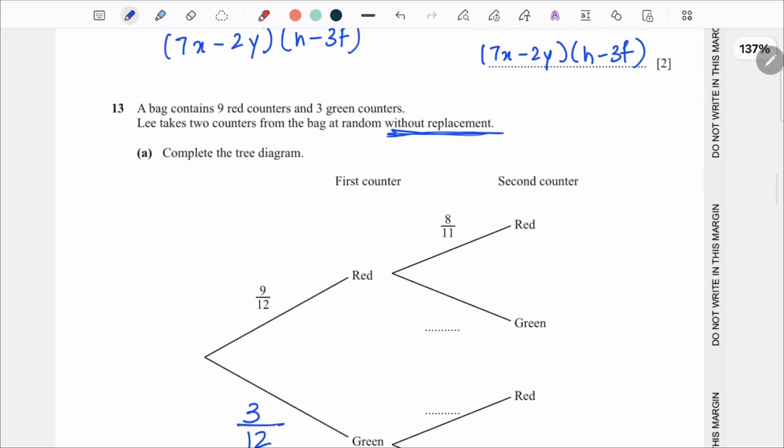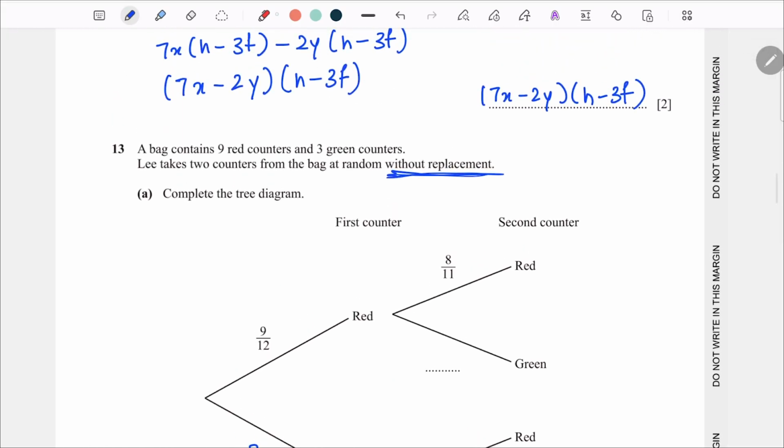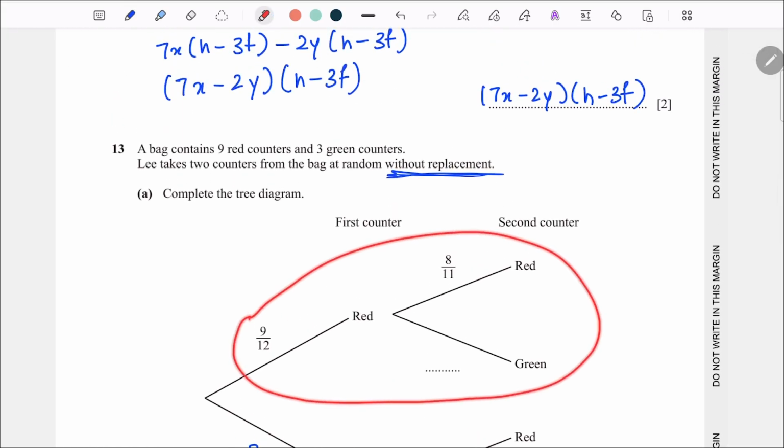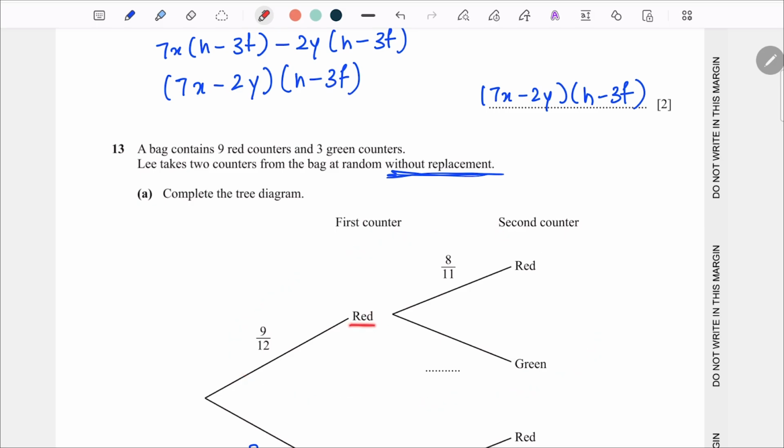Now if you consider only the first part of this diagram, if one red is taken, the remaining red will be 8. The total was 9, 1 is taken, the remainder will be 8. Now if red is taken and no greens are taken, the probability for green to be chosen would be 3, that is the total number of green counters, divided by 11. Because one red counter has been taken, the total will reduce by 1.